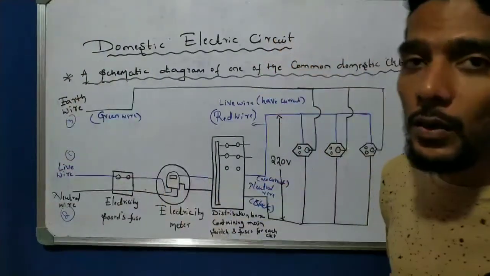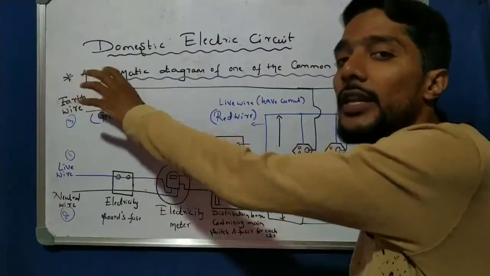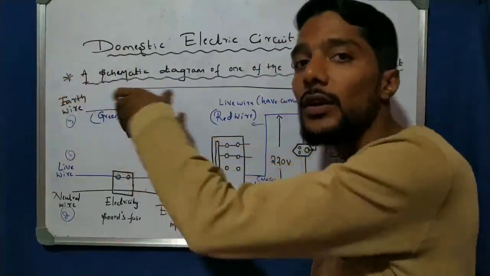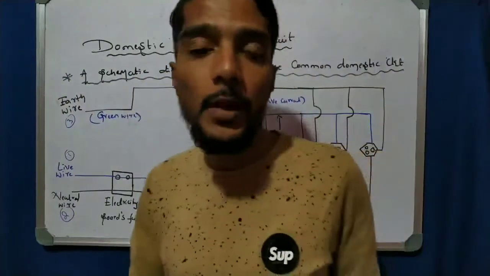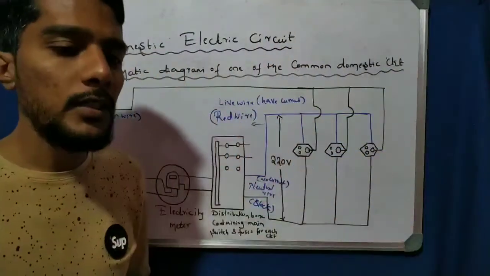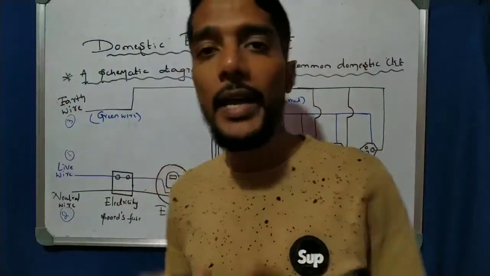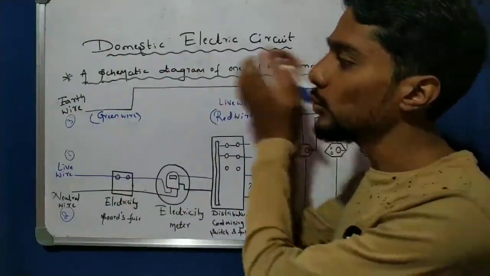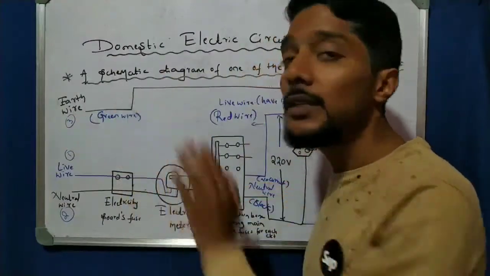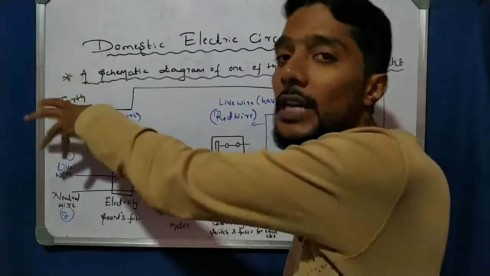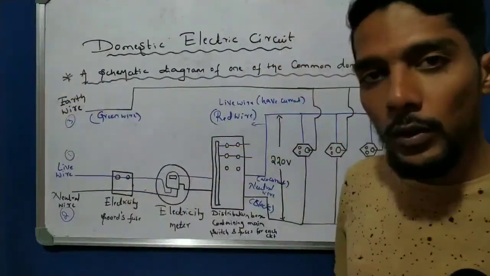So the excess amount of current can flow into the earth. The earth wire is a safety measure for all the home appliances. Sometimes you observe a sudden increase in current or voltage, and that excess current passes through the earth by using the earth wire, the green wire. It is one safety measure for the home.